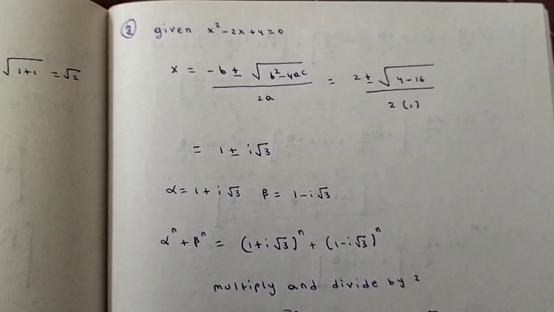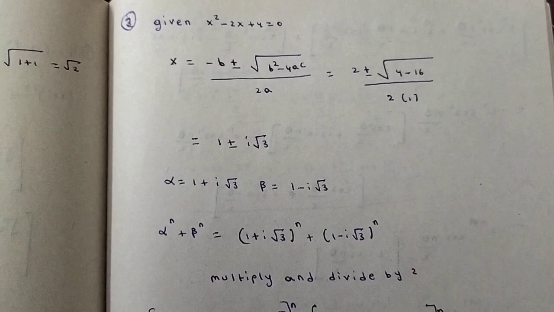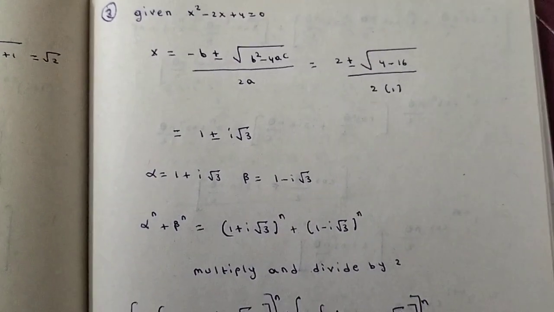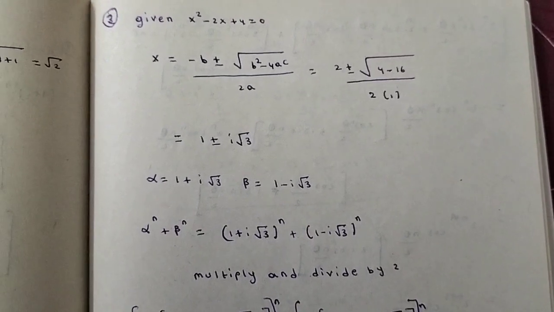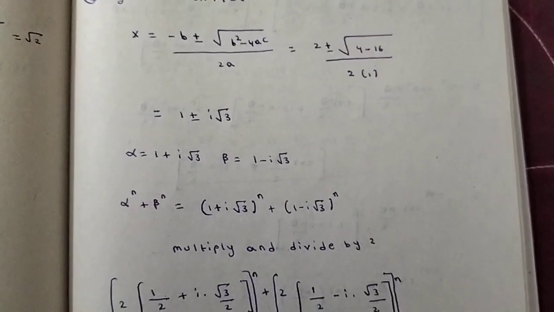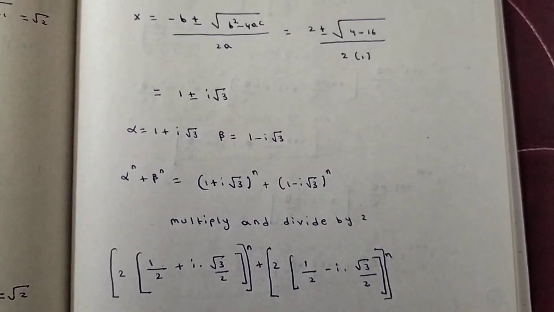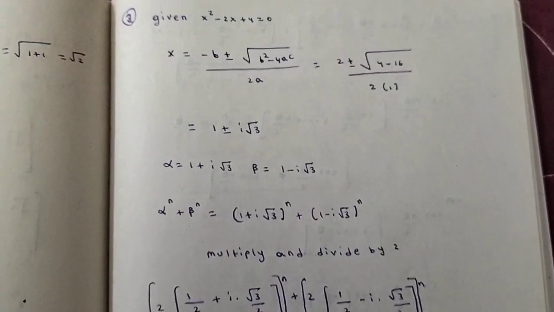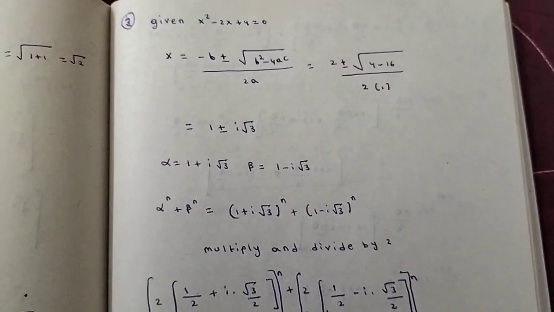Now we are given to show alpha power n plus beta power n equals 2 to the power of n plus 1 cos n pi by 3. So I am adding this. And one more thing is, whatever question I am explaining now, this question came in 2023.